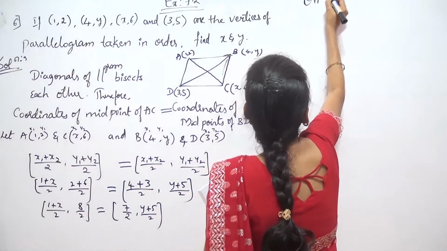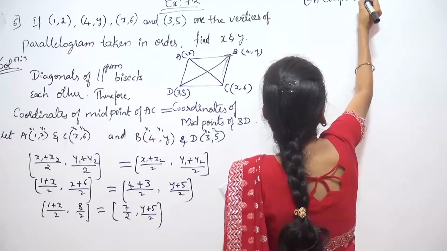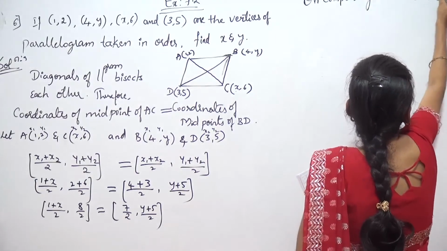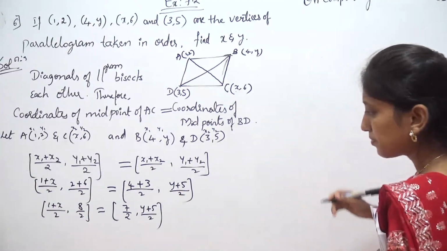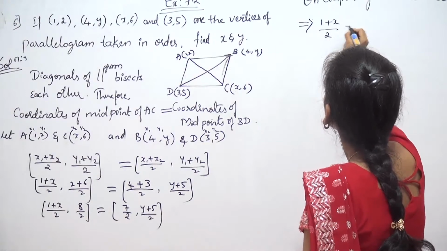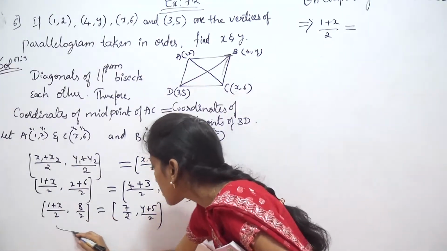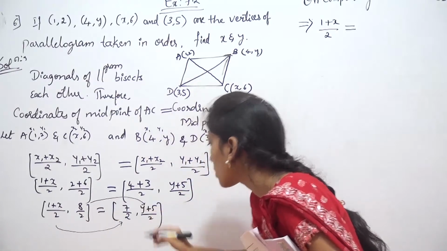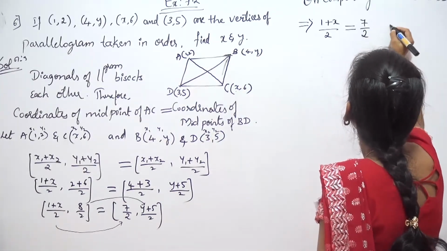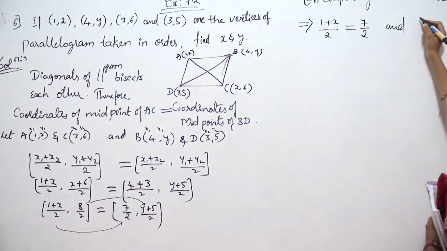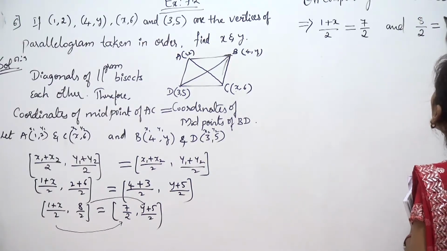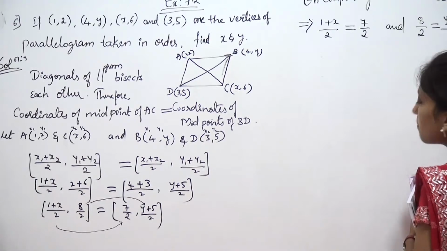On comparing the coordinates, we get (1 plus x) divided by 2 equals 7 by 2, and 8 by 2, or you can write 4 directly, equals (y plus 5) divided by 2. The x coordinate is compared with the x coordinate and the y coordinate with the y coordinate.